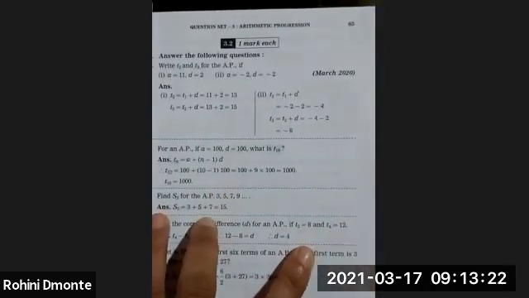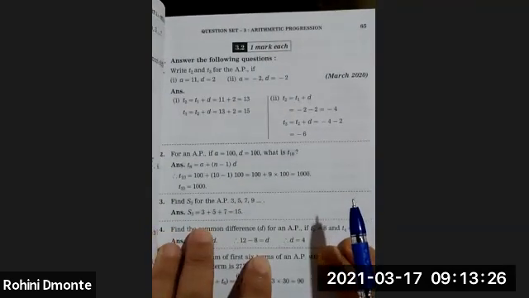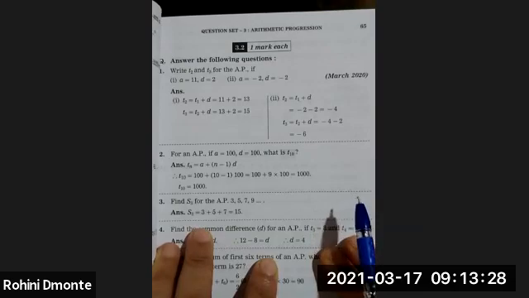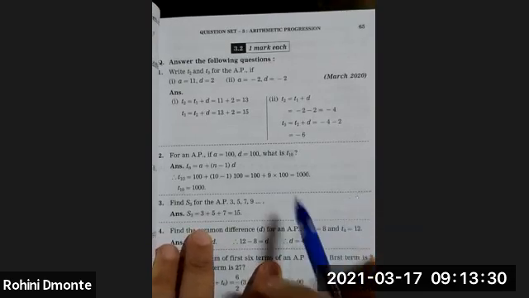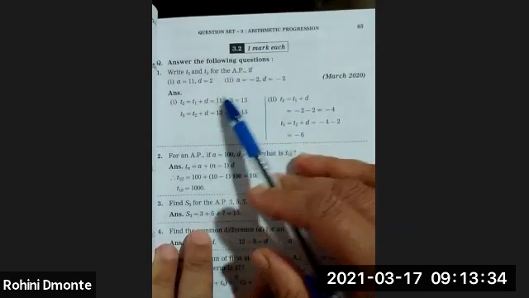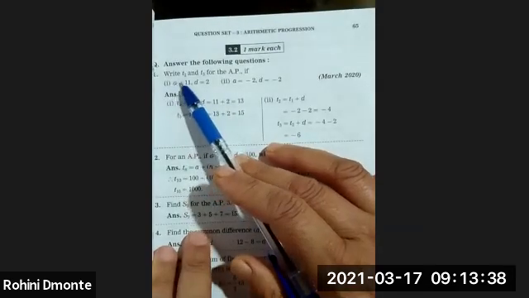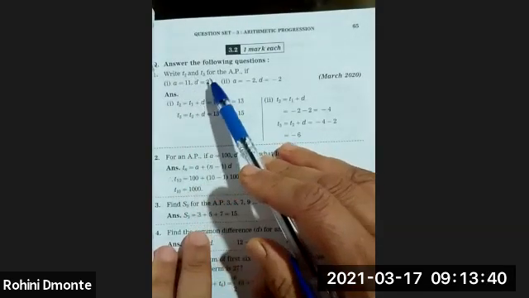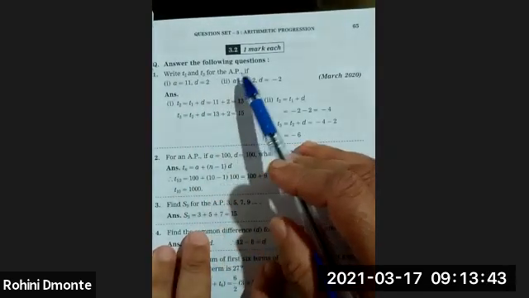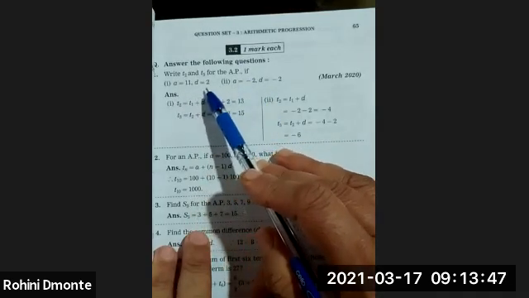Okay, students. Now let us start with the 1 marks questions from the arithmetic progression. Answer the following questions. These questions carry 1 mark. First question we will see now. Write T2 and T3 for the AP if A is equal to 11, D is equal to 2.